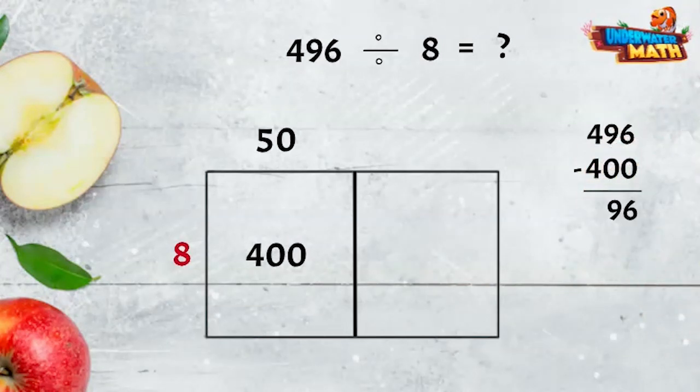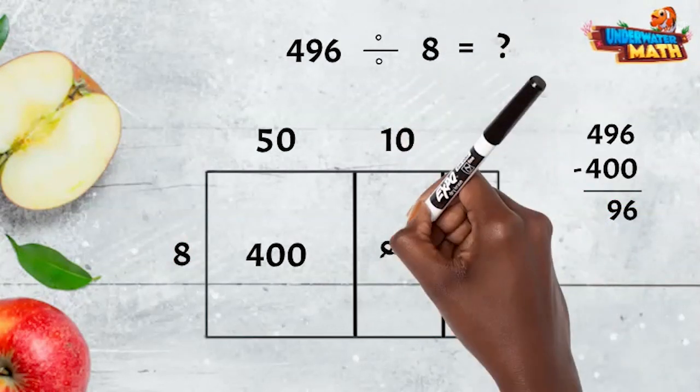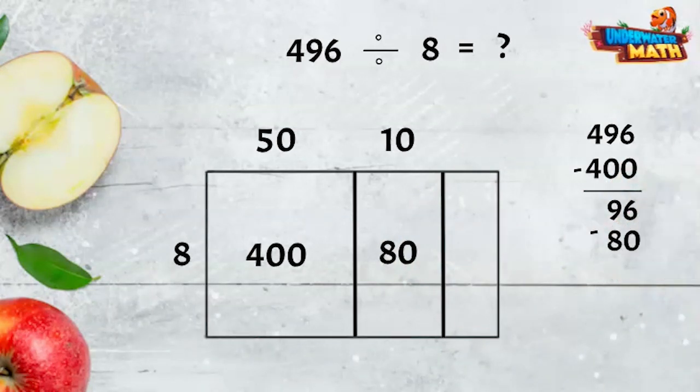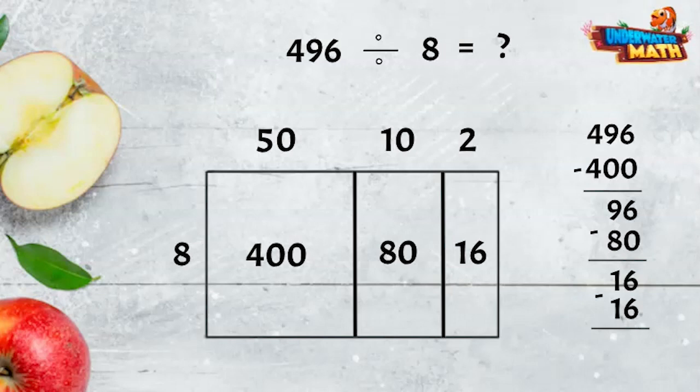Now, we find a number that gets us close to 96 when multiplied by 8. I know 8 times 10 is 80, which gets me close. When I subtract, I have 16 left. And 8 goes into 16 two times. Since I have nothing left over in my dividend, I know I am finished.